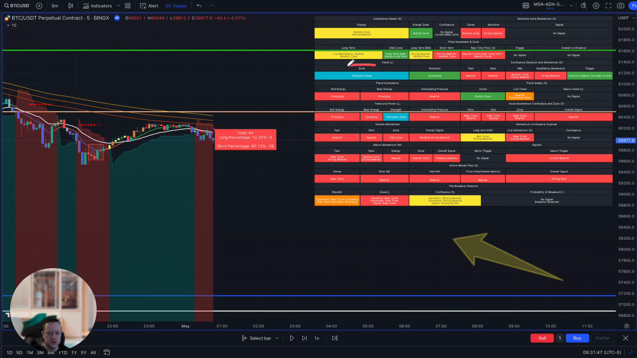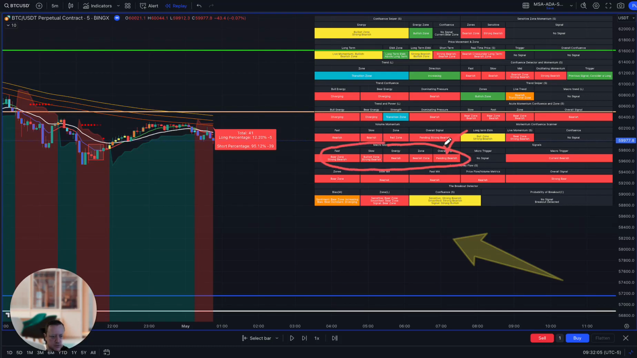We can see we're in a transition zone, so the trend might be changing. So, okay, we know that. And then we could see trend and power, kind of the same thing, all displaying bearish. Volume, momentum, displaying bearish. A lot of the KPIs that we keep track of are all displaying bearish already.